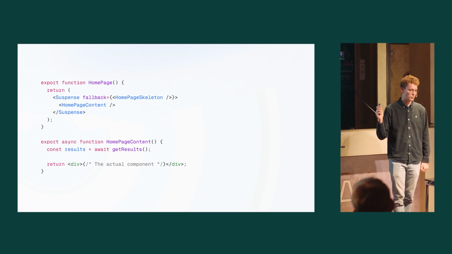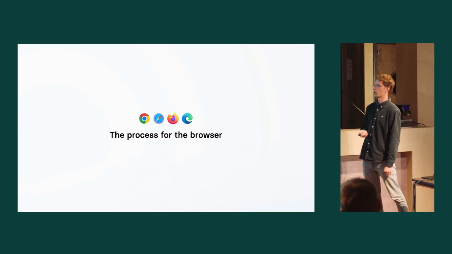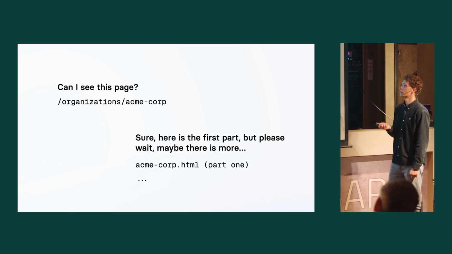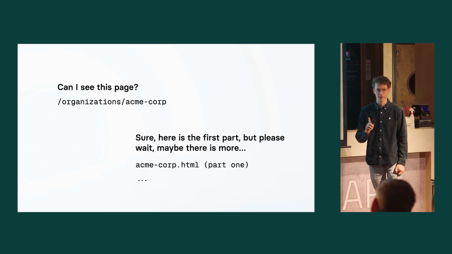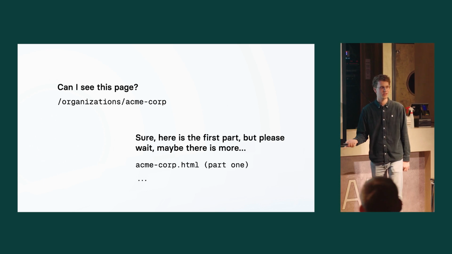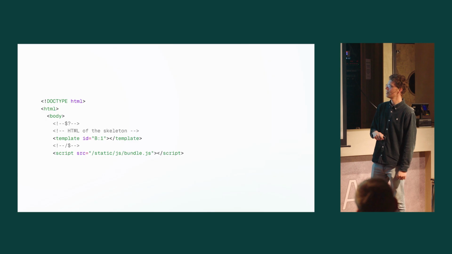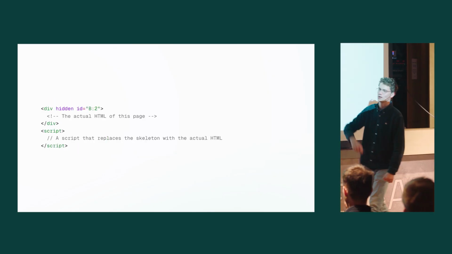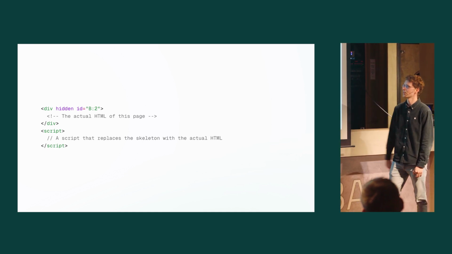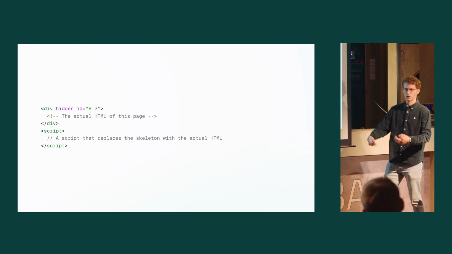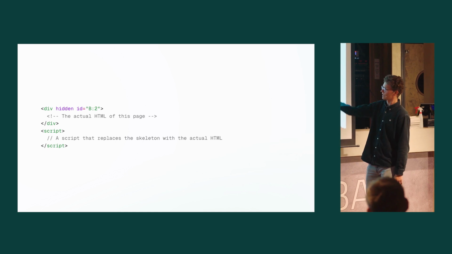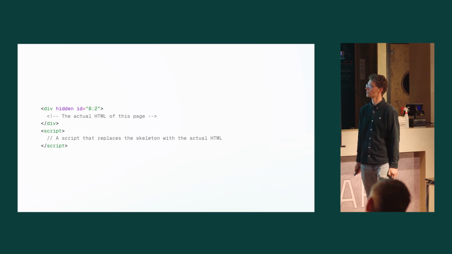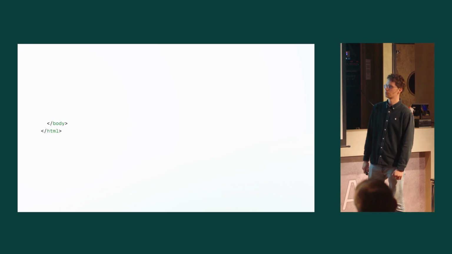So the process for the browser becomes this. The user clicks a link: hey, can I see this page? And the server says, sure, here is the first part, but please wait, maybe there is more. So it gets the first part of the HTML page, and that will look something like this. It has the HTML of the skeleton, the loading state over here. And then maybe a couple of milliseconds later, it comes with the actual HTML and some small script to switch it out. And then the end of the page.